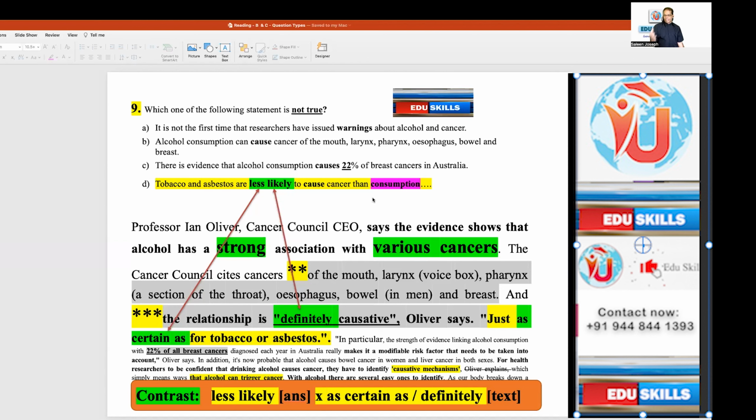We have seen the inaccuracy of the grammar portion here, and the nature of the text is different. But since the question asks what is not true, look at the contrast expression. The answer option says less likely, which means it may not happen. But the text says definitely, as certain as. So less likely contrasts with as certain as and definitely. Once you have contrast words, you can focus on those contrast words. That's another way of reaching the answer.